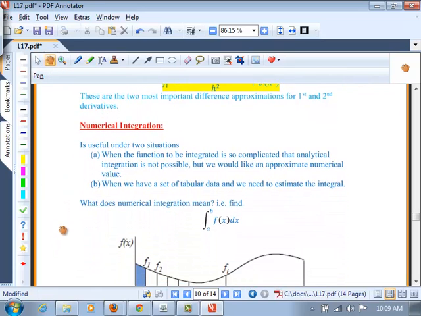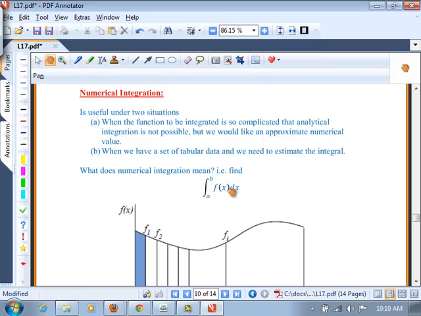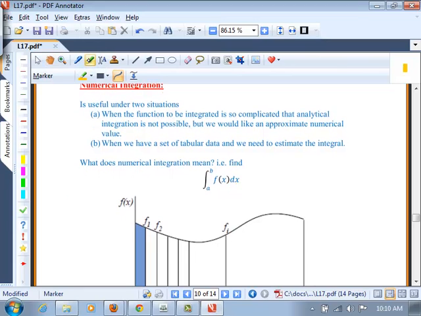Okay. And geometrically, the problem basically amounts to this. You are given a function, and there is no analytical integration for it. In those situations you can use numerical integration. What you need to do is evaluate the function at a number of discrete points. So construct the table.